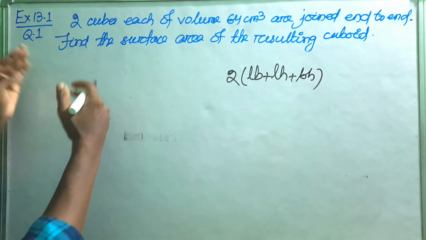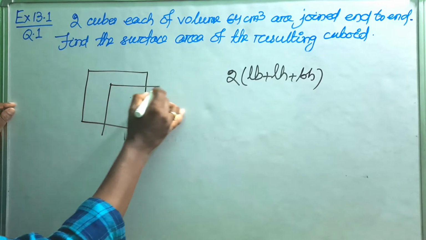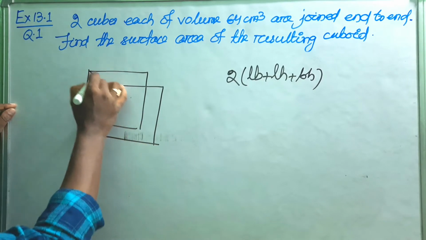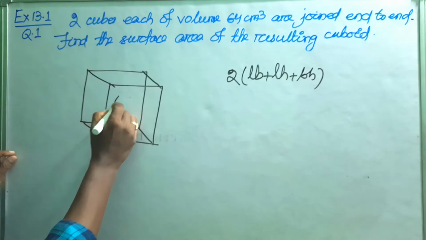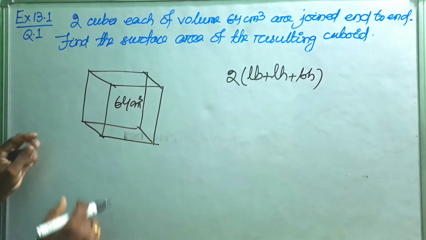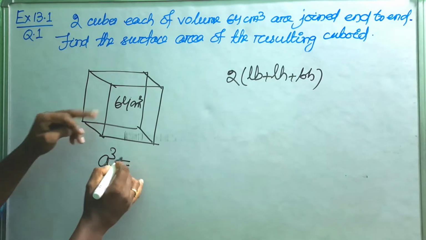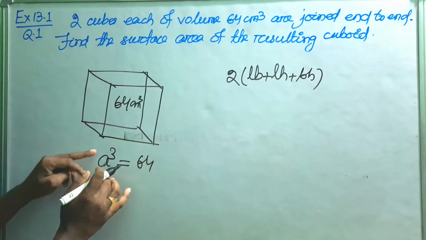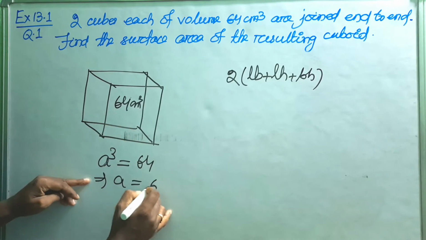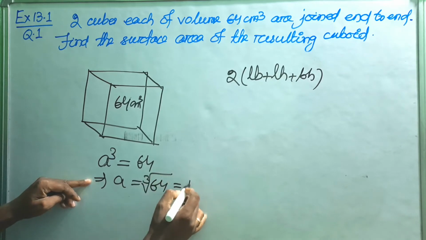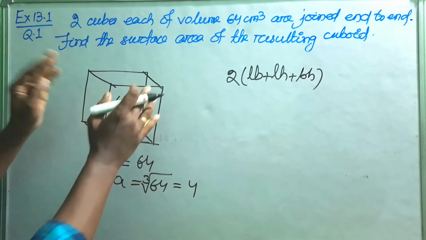I am just explaining, then I will write. This is the cube. Its volume is given as 64 centimeter cube. You know the formula for the volume of a cube: a cube. If the side is a, then a cube will be its volume. Then a cube is 64, so a is the cube root of 64, that is 4. So each side is 4.